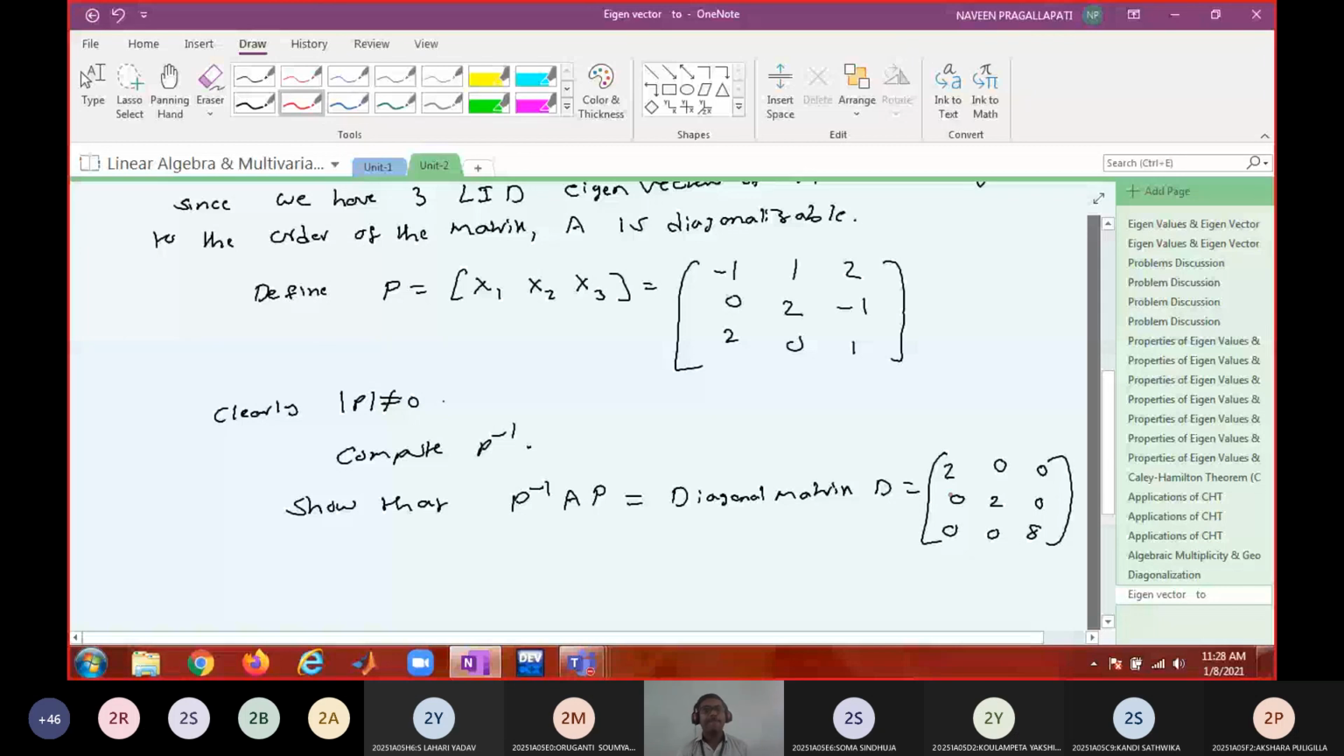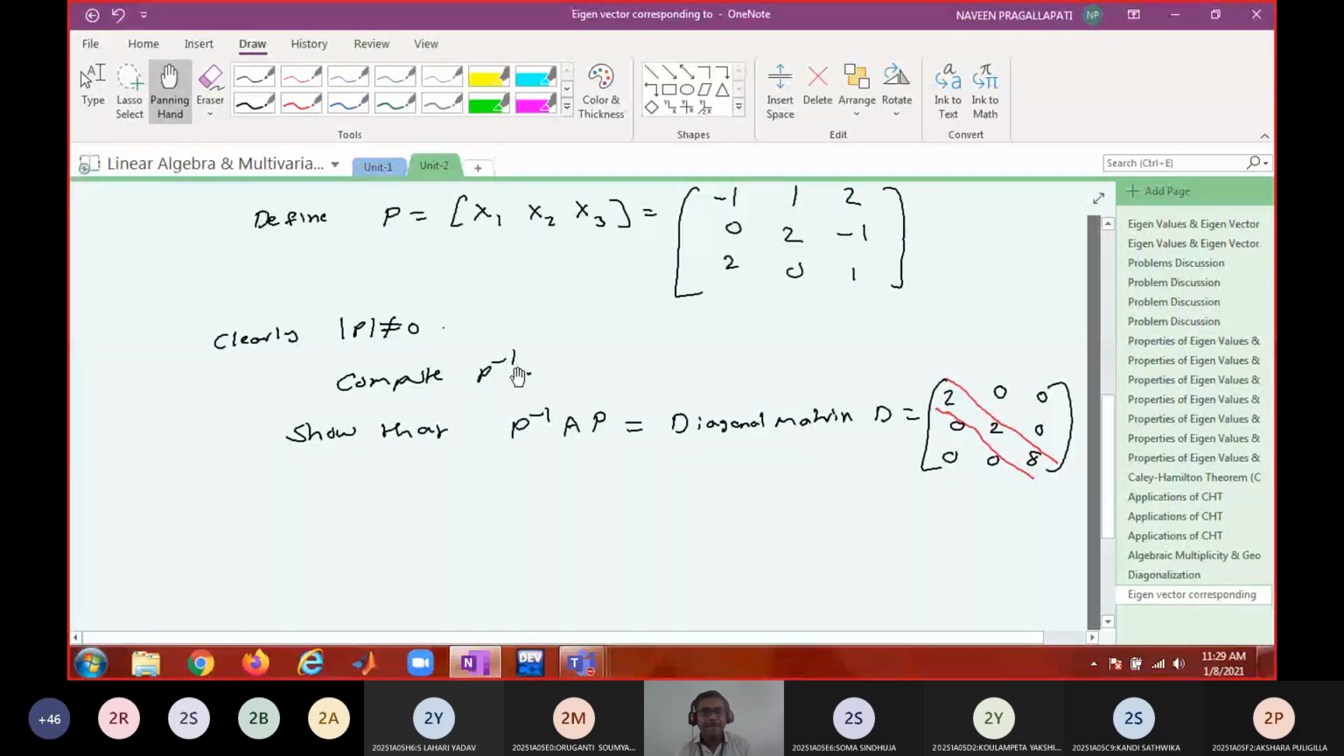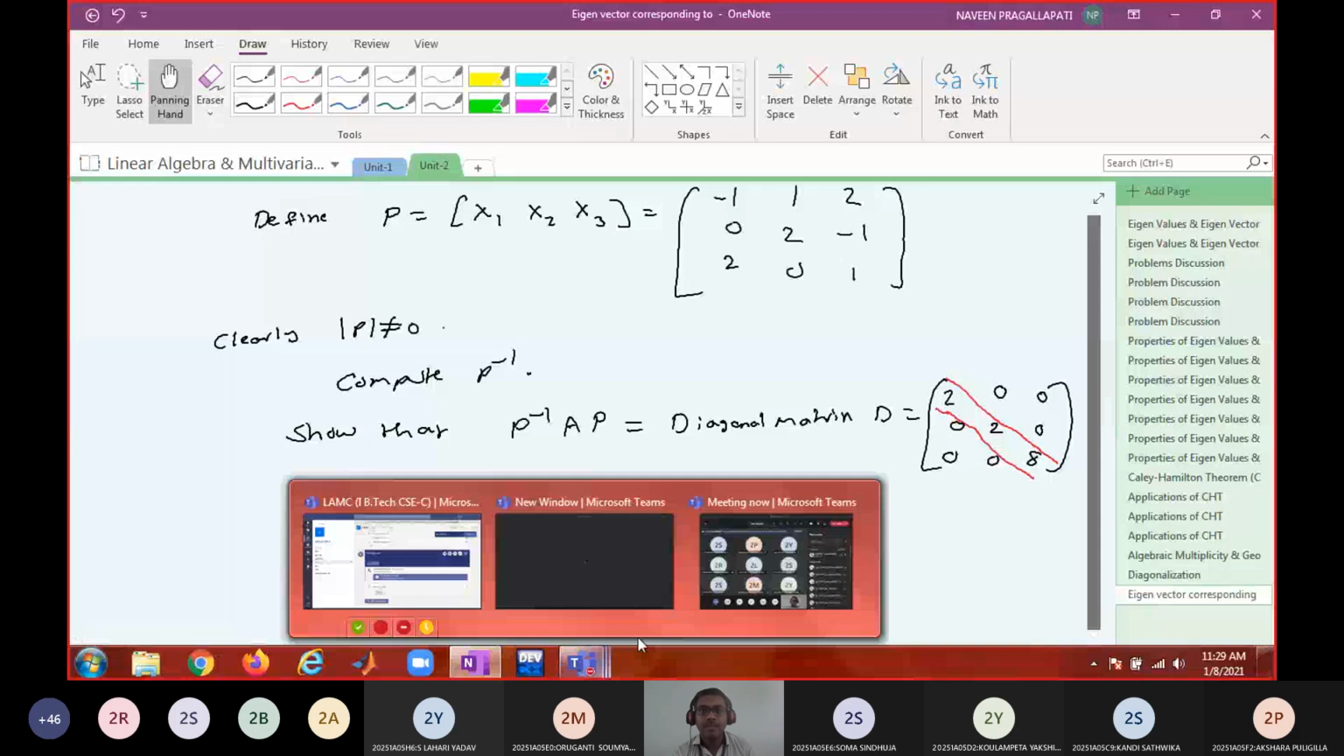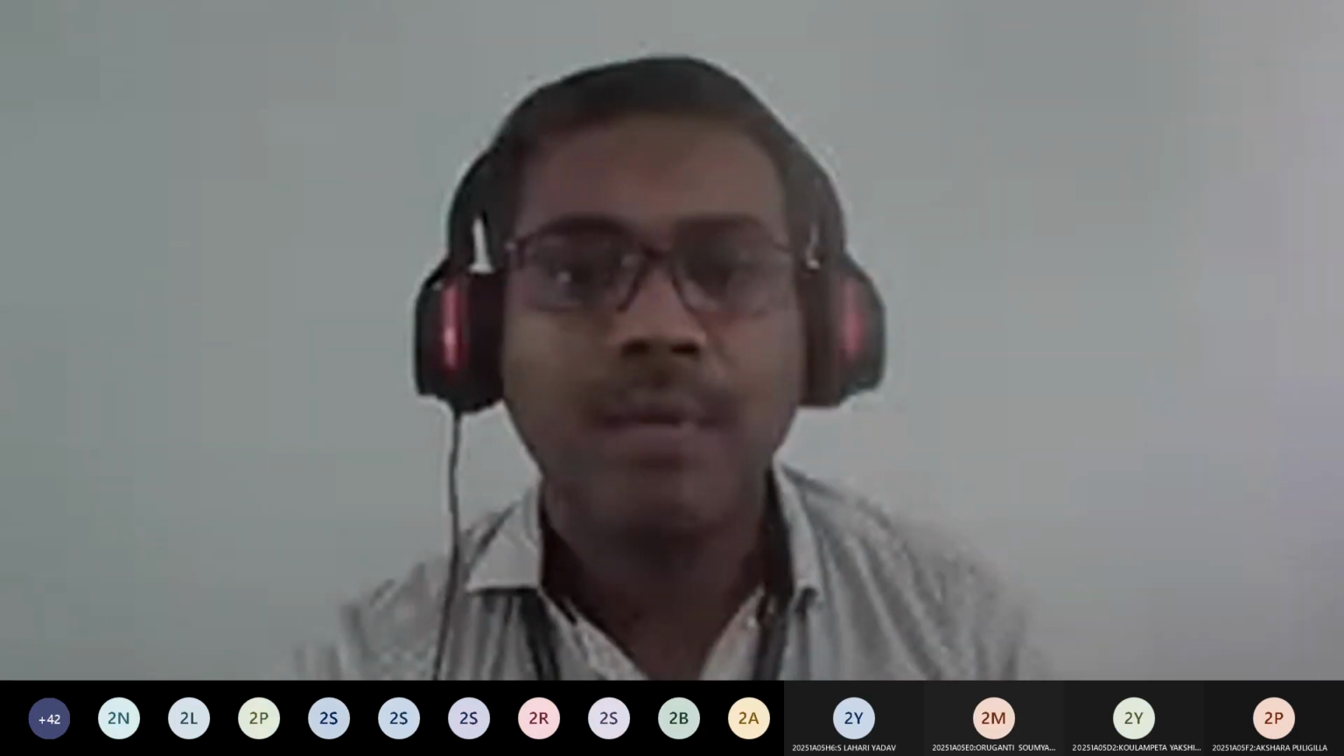Is it clear? So it is left as an exercise for you. In the next class, we will see some more problems on diagonalization. You just compute P inverse and compute P inverse AP. See that it is a diagonal matrix like this. Is this clear? Any doubts?